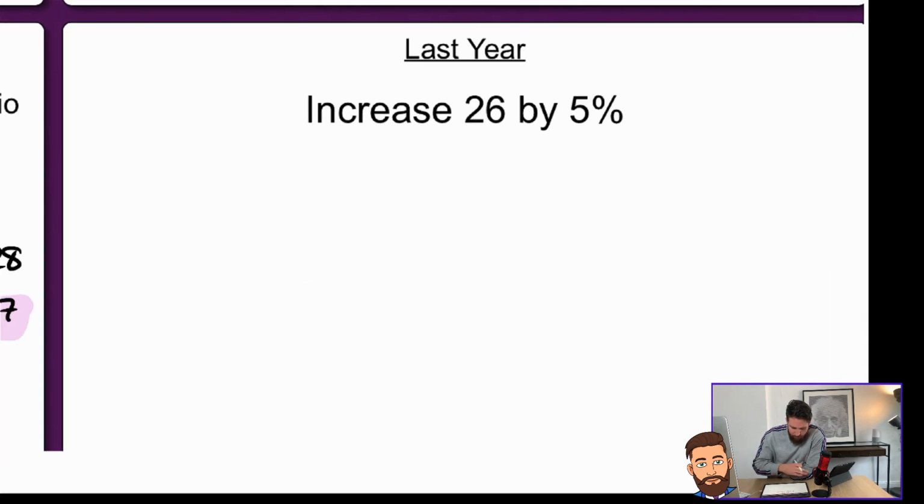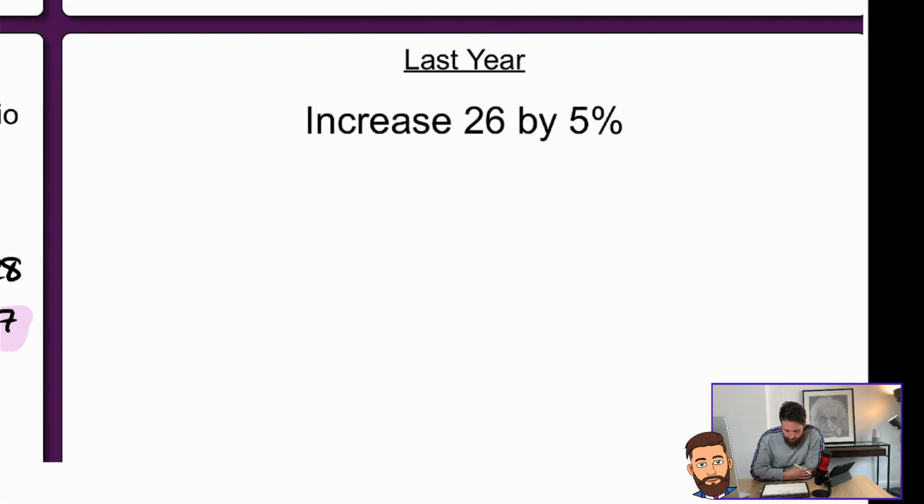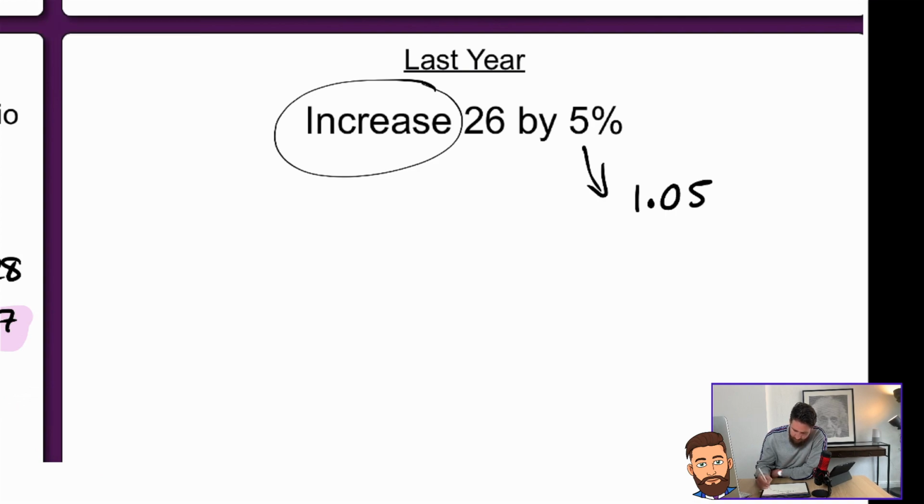Moving on to the final question in the starter. Increase 26 by 5%. There's 2 ways you can do this. The best way really is to just stick with one method that you would use with a calculator. And if I'm increasing, I'm going to do 1.05, because an increase of 5% is 100% plus 5%, which is 105%.